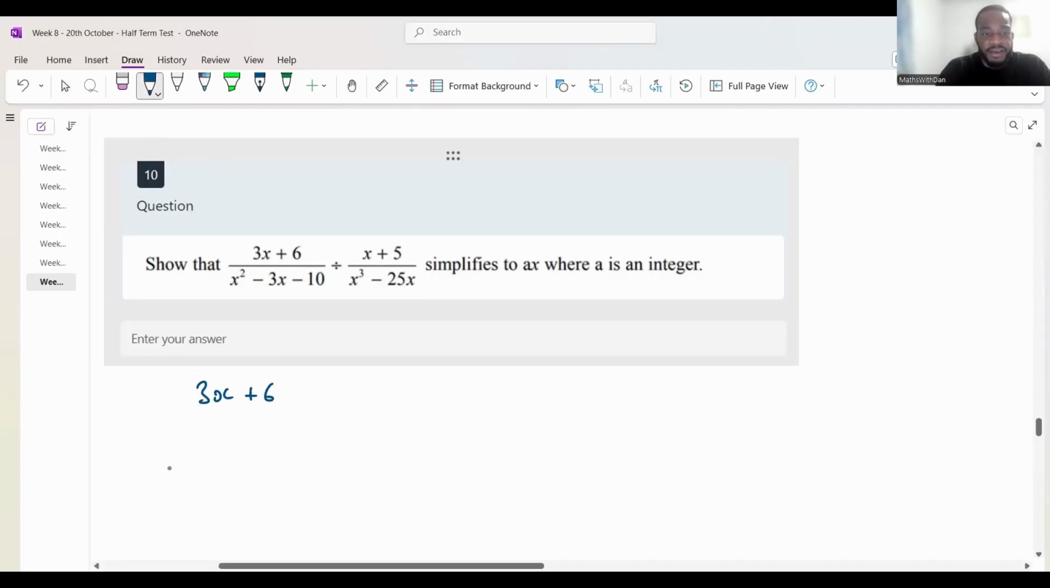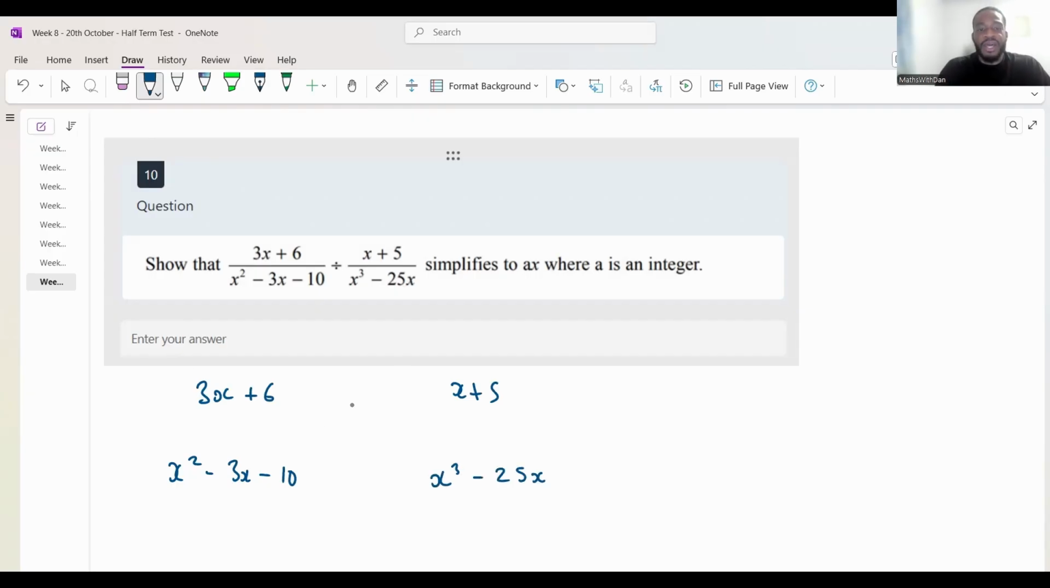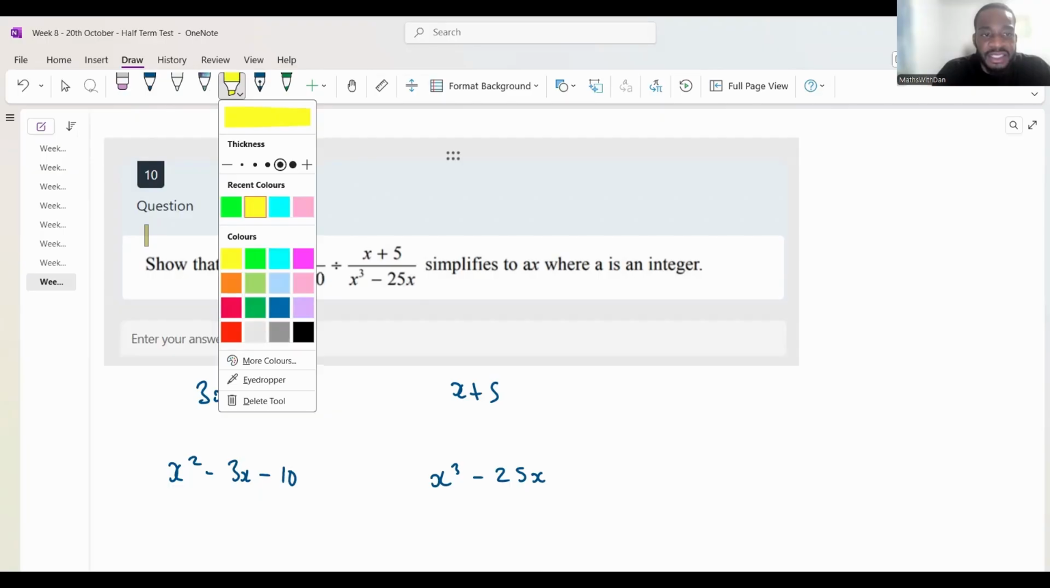I've got 3x plus 6. I've got x squared minus 3x minus 10. I've got x plus 5. And I've got x cubed minus 25x. I want to attempt to factorize all of these. Now, before I do that, though, just very quickly, what I like to do first before that is this.